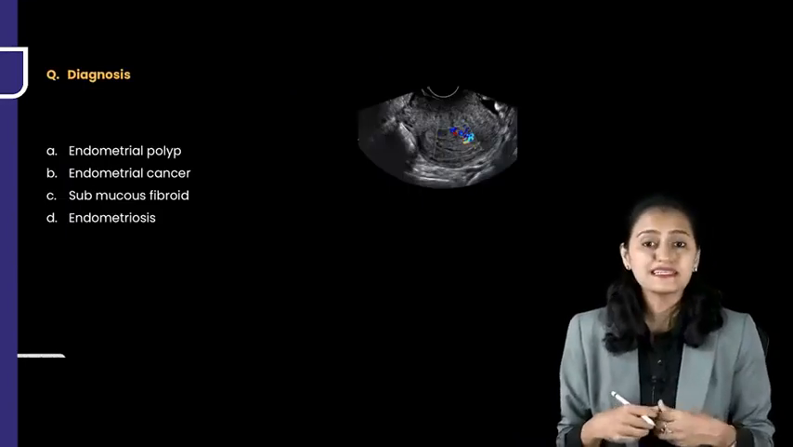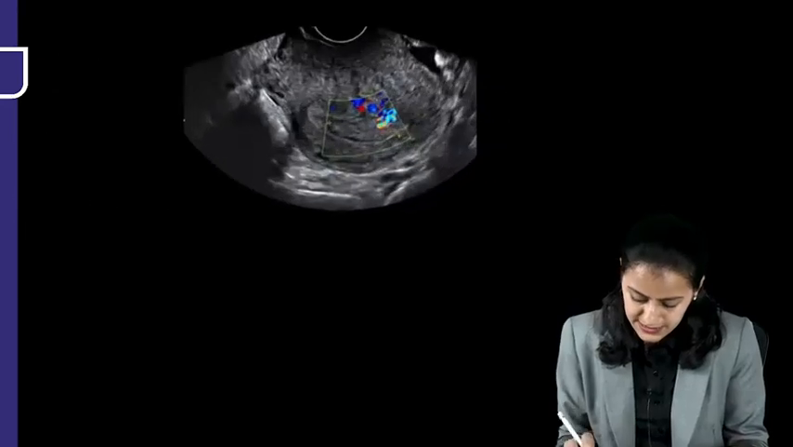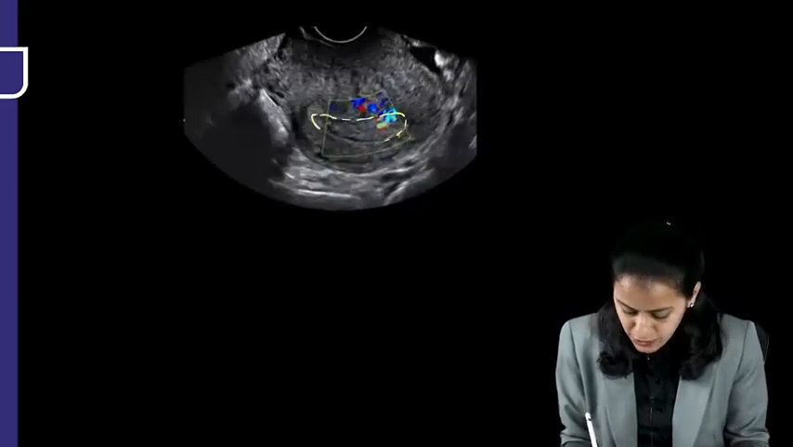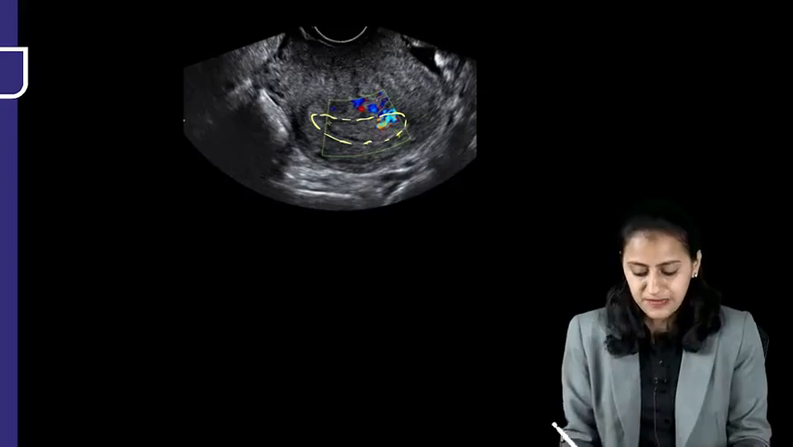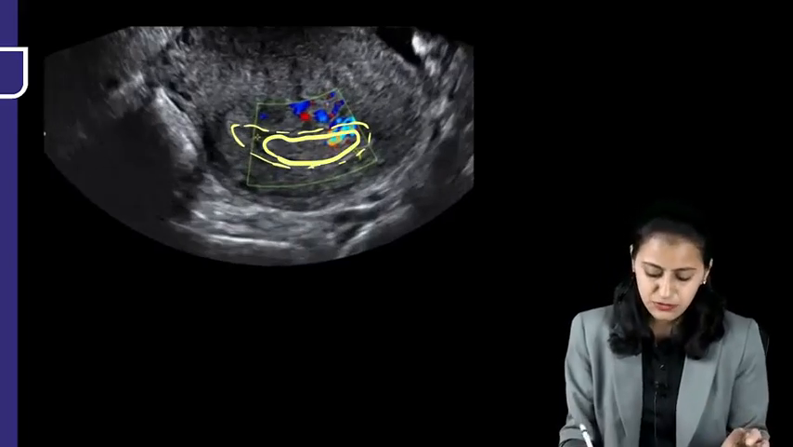Next one, what do you think is the diagnosis here? So in this ultrasound, what we are seeing is the endometrium of the uterus. And within the endometrium, there is something, right? There's some mass within the endometrium.